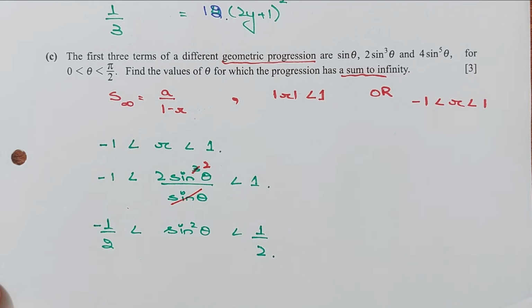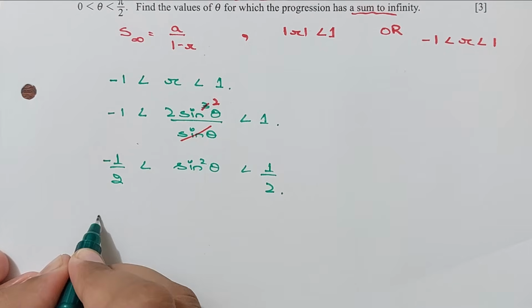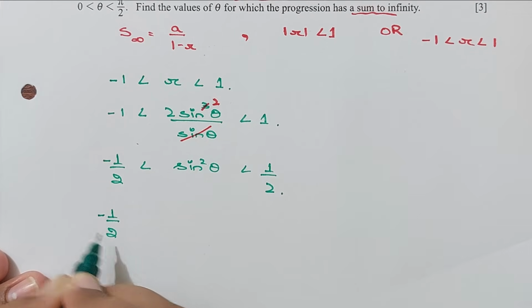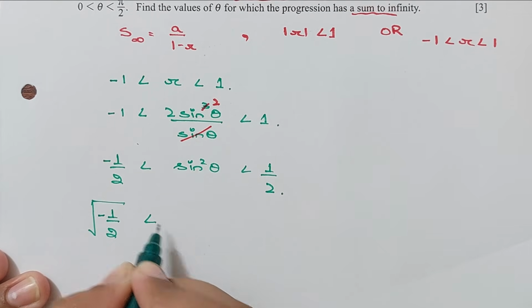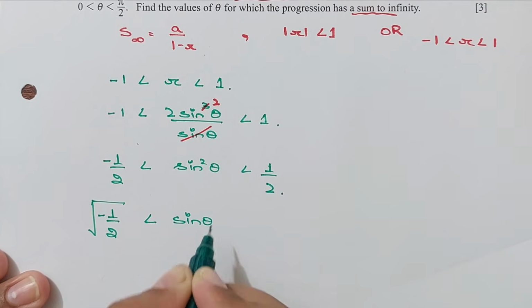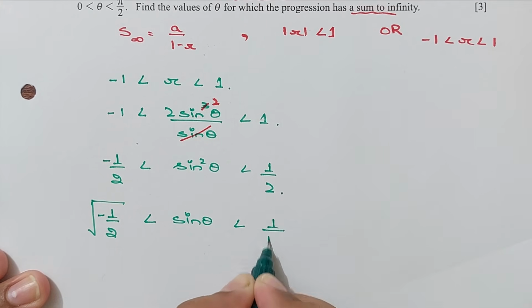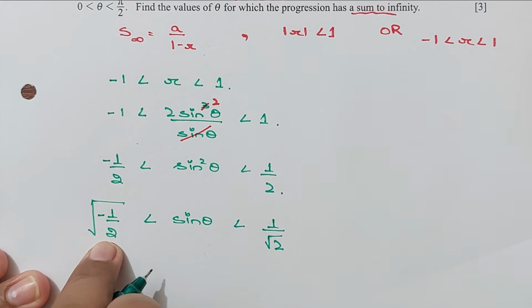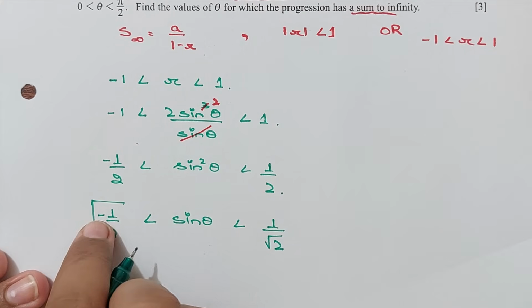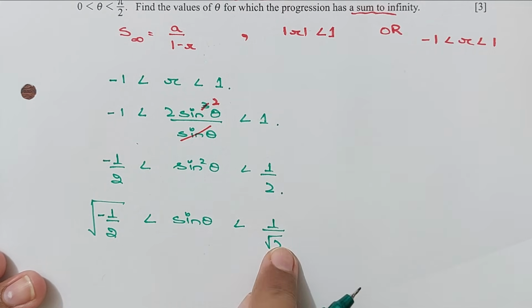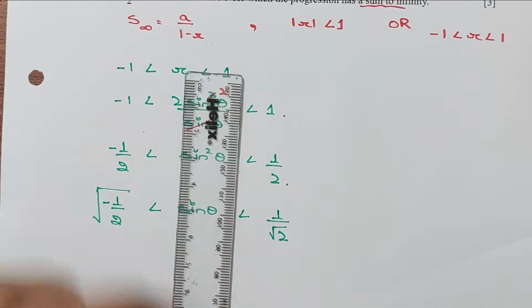And taking a square root on both sides, so this is minus square root of 1 over 2 is less than sin theta is less than 1 over square root of 2. The lower bound does not exist because in the square root there is a negative number, so it is a complex root. So we are working with the real values of theta, not the complex ones, right? So we can say sin theta is less than 1 over square root of 2. Let me solve this one.